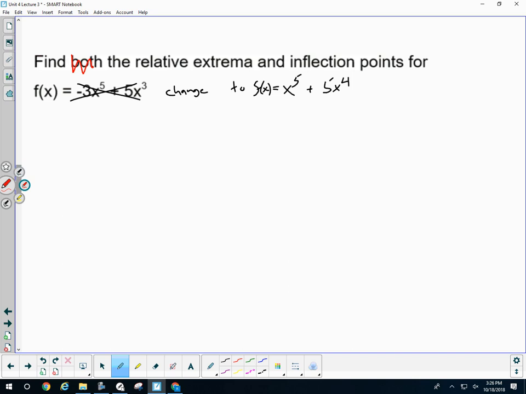Let's just find the inflection points for x to the 5th plus 5x to the 4th. Change from what you have in your notes to this one.